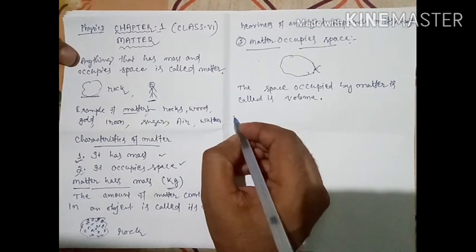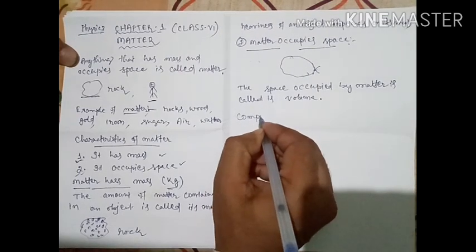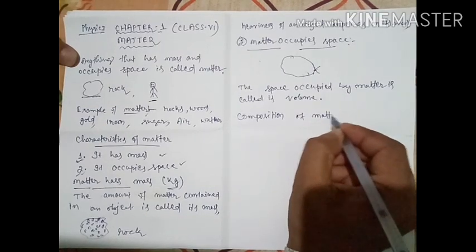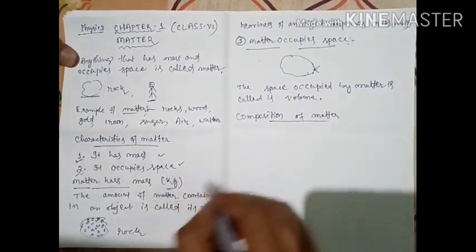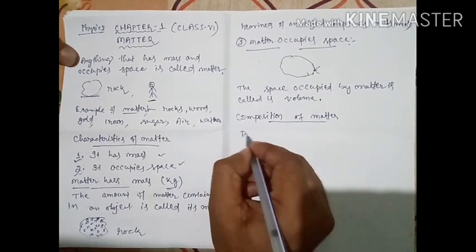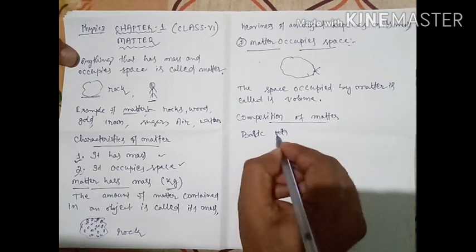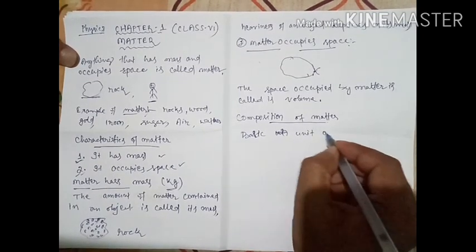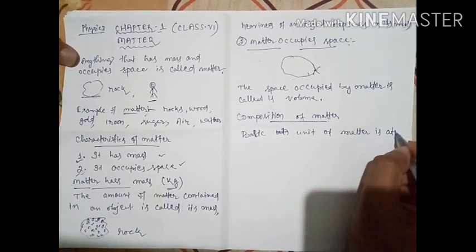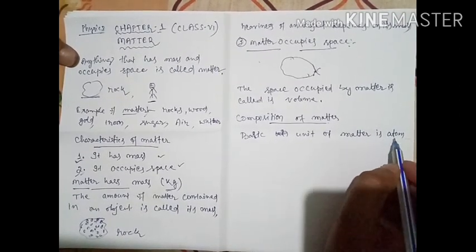So our next point is related to the composition of matter. Composition of matter, this is your next point. What is the composition of matter? So students, the basic unit of matter is the atom. Understood? So this is the basic unit of any matter, that is your atom.